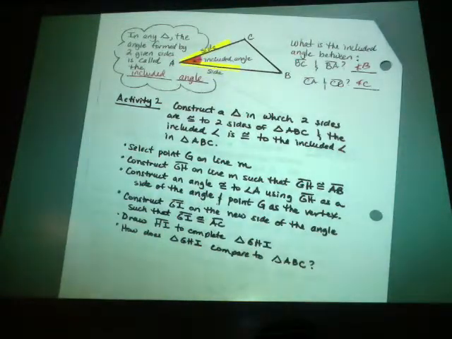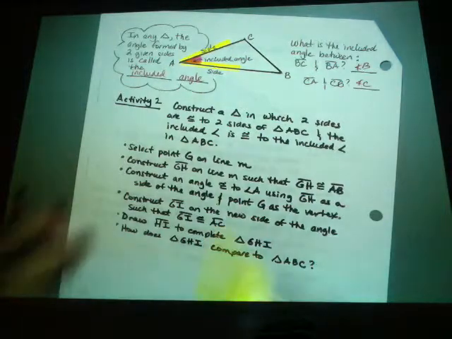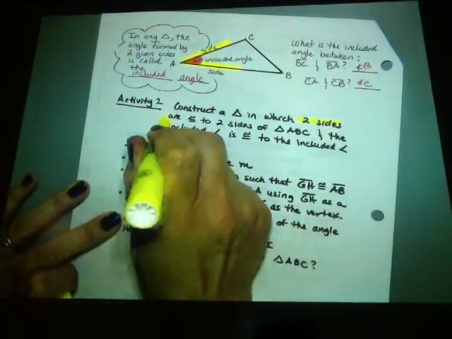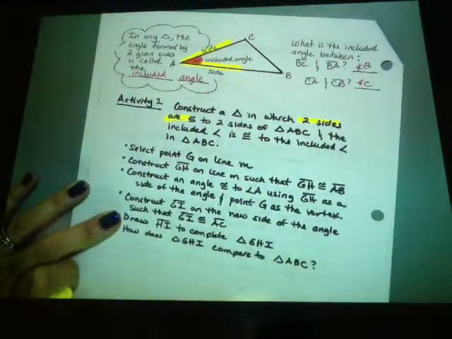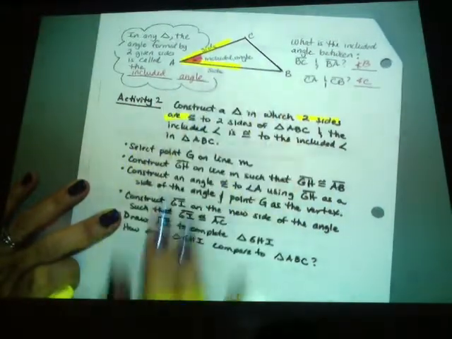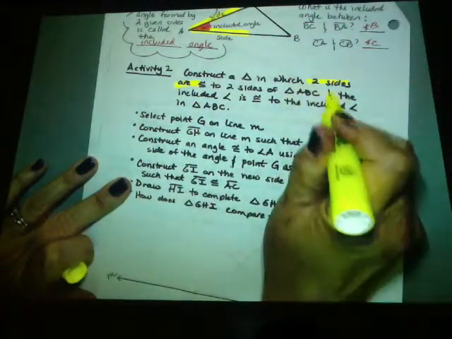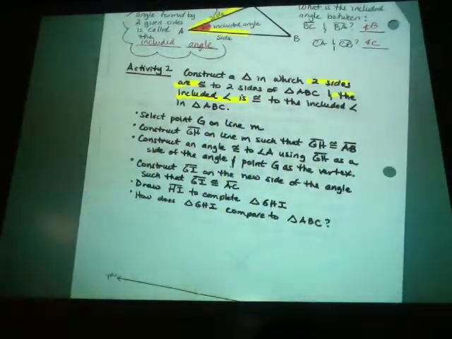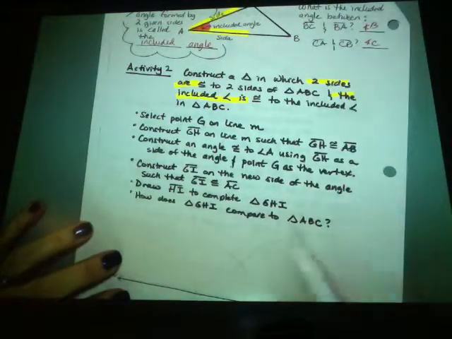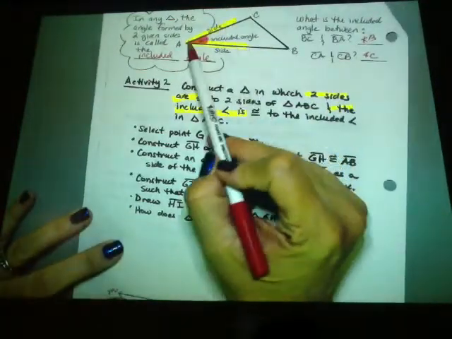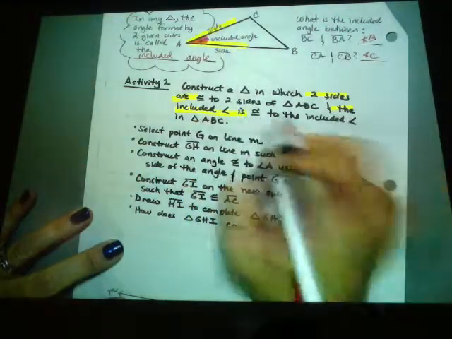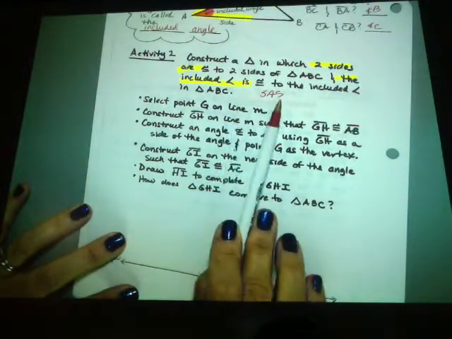Okay? All right, so this time we're going to construct a triangle in which 2 sides are congruent to 2 other sides. So we're going to take 2 sides on this triangle and create 2 congruent sides down here. And the included angle is congruent to the included angle on the other triangle. Notice how here we have side and then angle and then side. This is known as SAS. The angle is in between the 2 sides that create it.